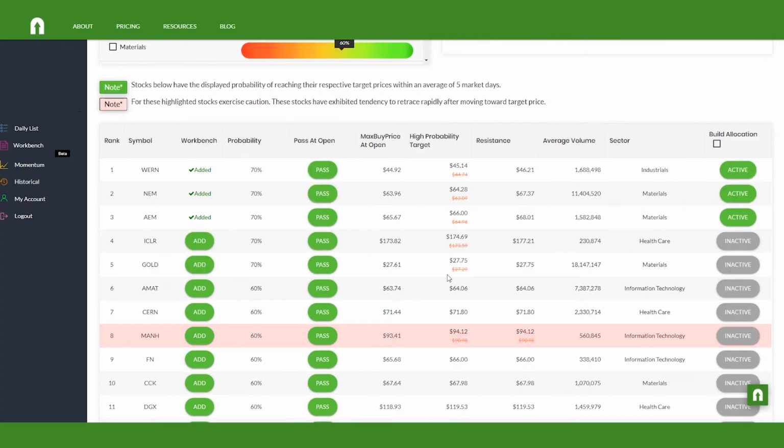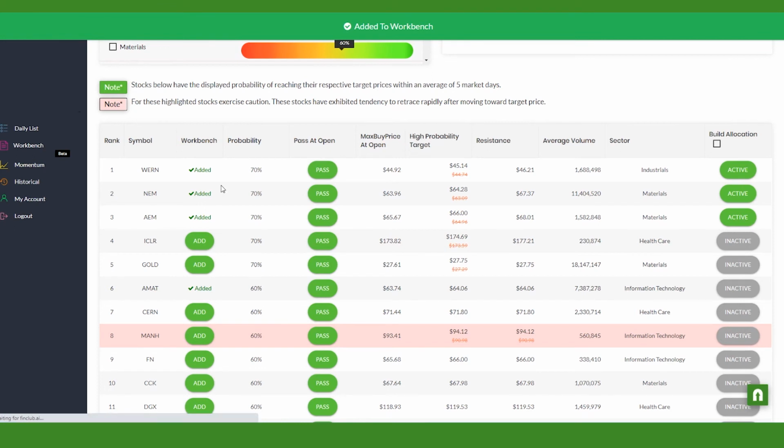Okay, so taking a look at this list, I went and I checked, and the only one of the top 10 or so that didn't hit its high probability target today was AMAT. So for example's sake, I'm going to add this to our workbench just to show you exactly how it works. So I've added it to our workbench. Now let's go to the workbench section. You'll see why we did that.